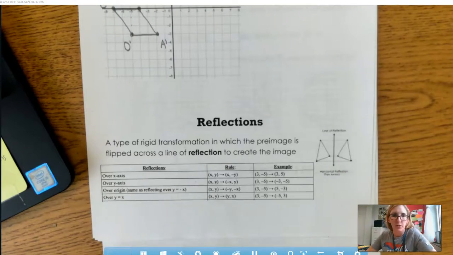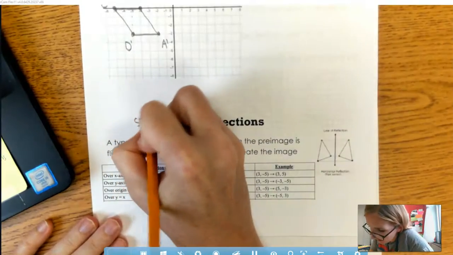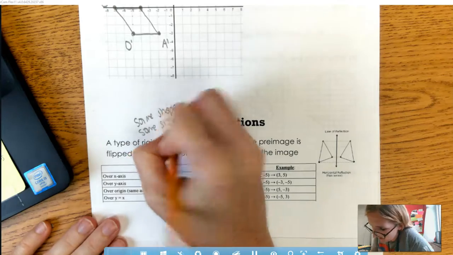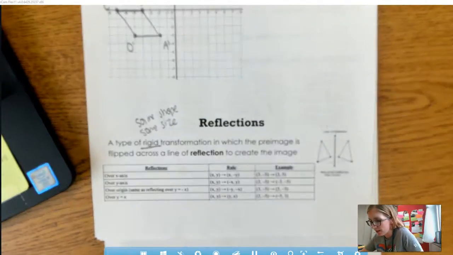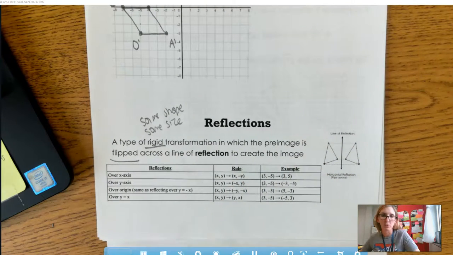All right, reflections. A type of rigid transformation, and remember that word rigid means same shape, same size, in which the pre-image is flipped along a line of reflection to create an image. All right, you need to have these rules with you on the quiz.